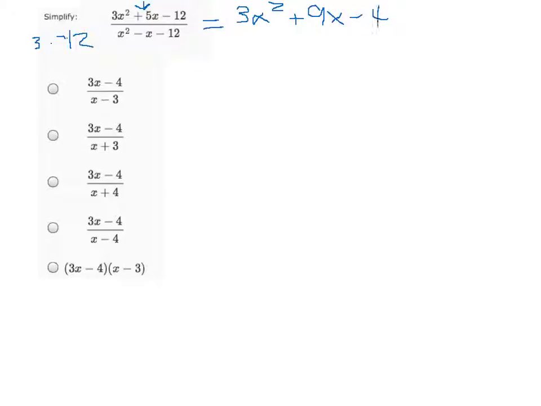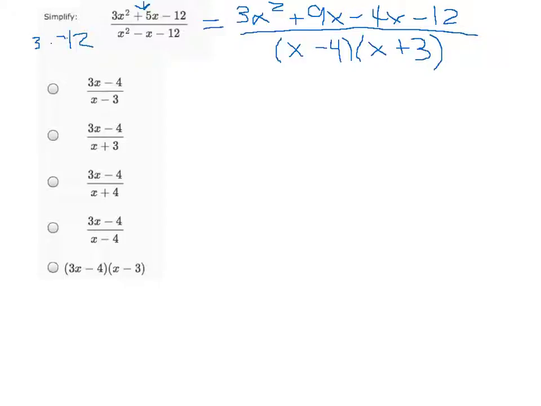minus 4x minus 12. And now if we are going to factor the denominator, we're looking for two numbers that multiply to a negative 12 that add up to a negative 1. And those two numbers are going to be a negative 4 and a positive 3. So we have factored the denominator completely, and we need to continue to factor the numerator.